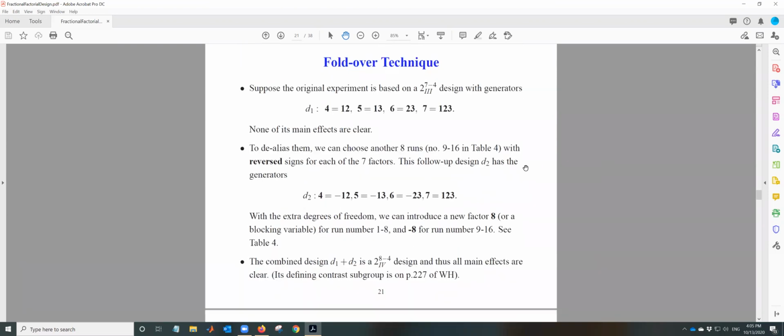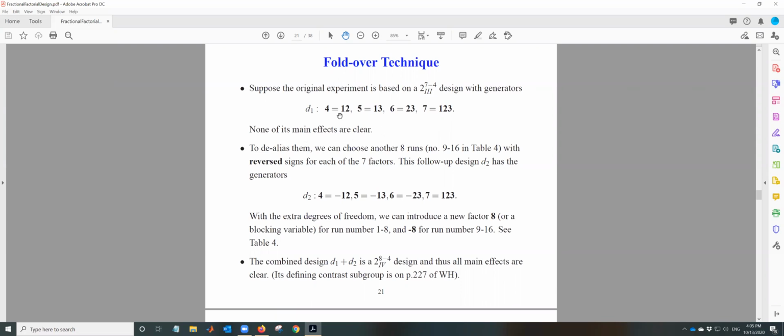So the follow-up experiments, one way to do it is a fold over. So let's look at this one. This is a 2 power 7 minus 4. That means 2 power 3 full factorial. You can do 1, 2, 3 full factorial. Then 4 equals to 1, 2, 5 equals to 1, 3, 6 equals to 2, 3, 7 equals to 1, 2, 3. So those are the generators. And none of its main effects are clear.